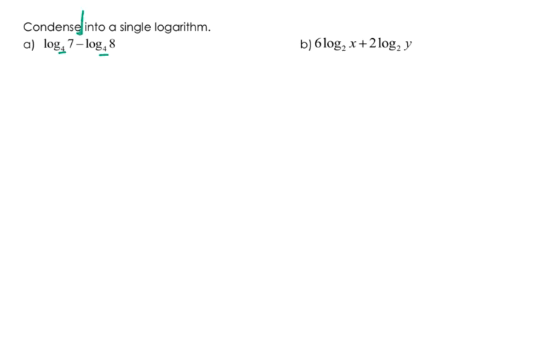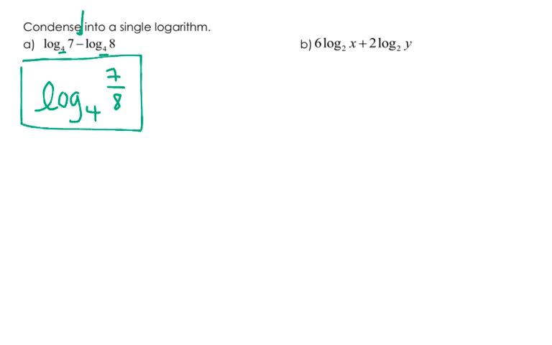I see a minus. If you see a subtraction, that means to take whatever's first, so start with log base 4, whatever's first, and divide it by whatever is second. Really nothing more I can do with this, so I'm done. I have one log. I followed the directions. Let's try the next one.